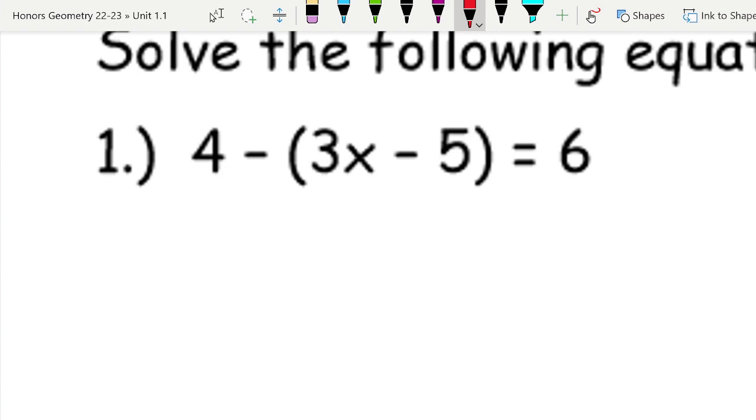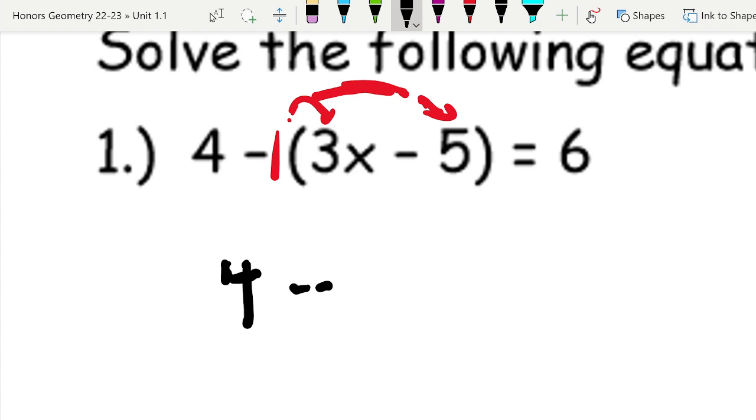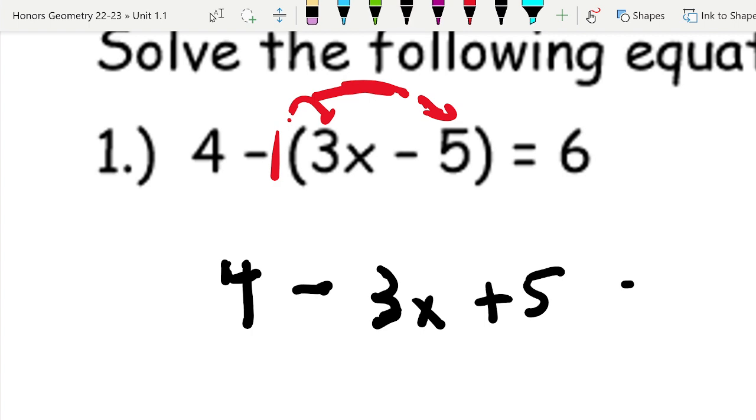Starting with number 1. What makes this one difficult is this negative in front of the parentheses, because really that means there's a -1 that needs to be distributed to both of those terms. When we do that, our equation comes out to be 4 minus 3x plus 5. The negative gets distributed to both of those terms.